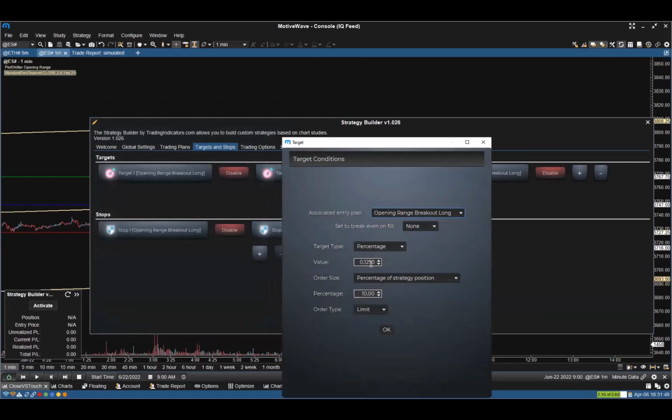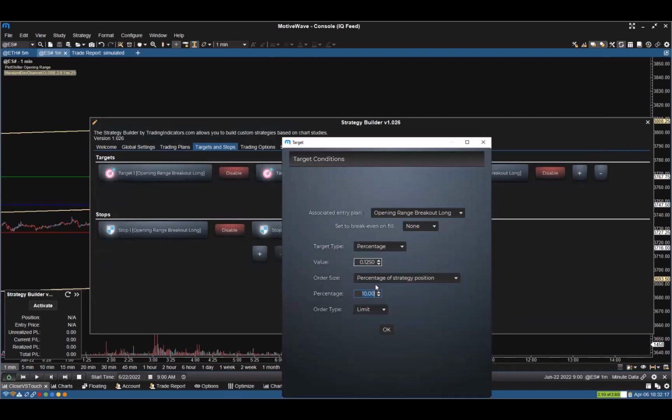Our second target, we're going to have at 0.125%, so a little higher than our first target. And this one is only going to close out 10%. So if we have closed out 40% when we hit our first target, we started off with 100 units. We're going to close out 40 of those units. We'll have 60 left. Once the entry begins, this 10%, because we enter with 100 units, will be 10 units. It'll want to close out 10 shares at the second target.